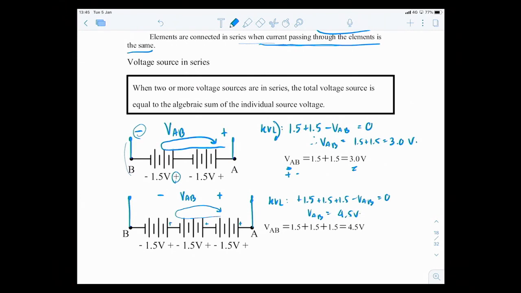Sometimes, when you have a good grasp of it, you can just write VAB without setting it equal to 0 all the time. I just write VAB equals whatever I see when I walk from point A to point B. So starting at point A, I see positive 1.5, another positive 1.5, and another positive 1.5. So I get 4.5 volts.